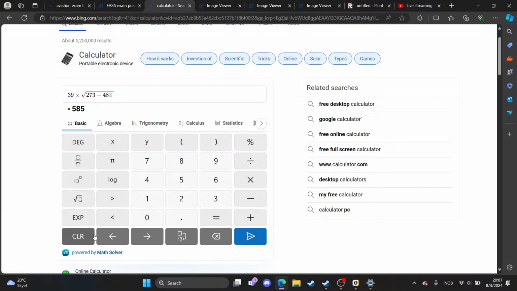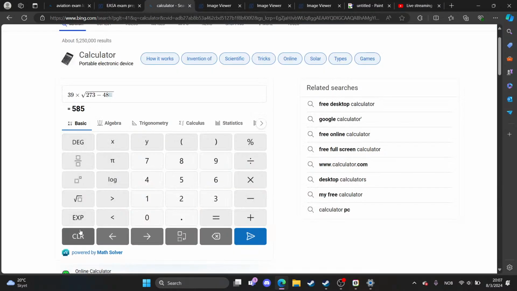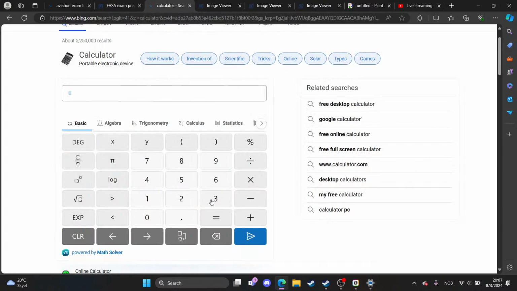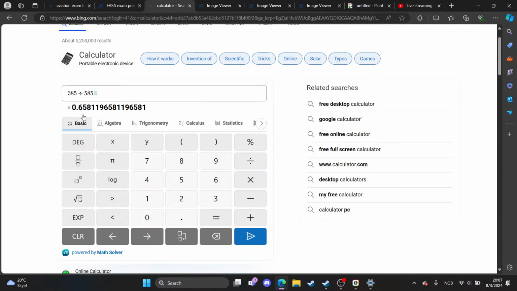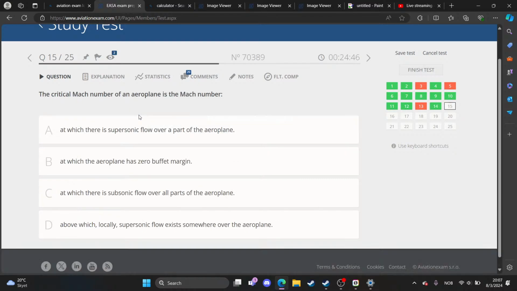585, 585, 585. So you got 385 divided by 585. Is that the number? 385? That's a Mach number of 0.65. 0.66. Good enough.